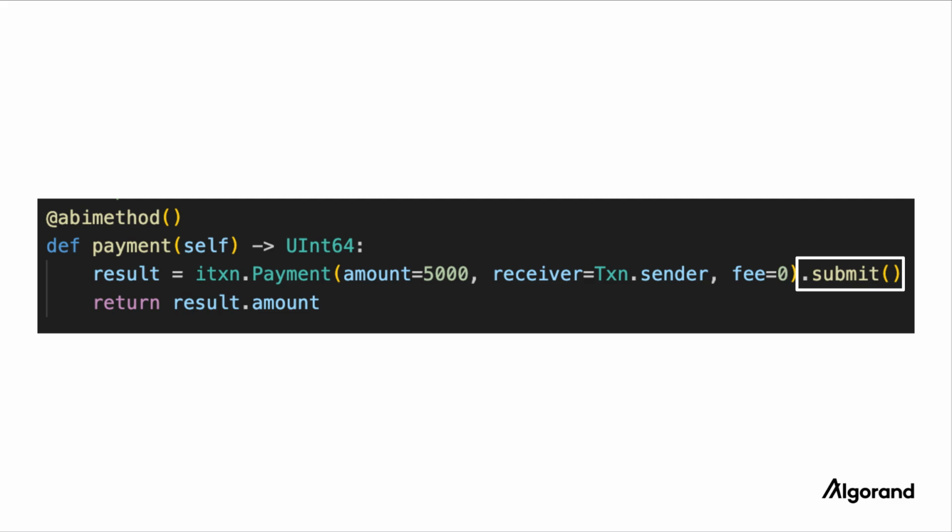After creating the payment inner transaction object, you can send the transaction by calling the .submit method inside the payment class. Now, if an external account calls this payment method defined in the smart contract, this method will send a payment inner transaction of 5,000 microalgos to the account that is calling this method, which is txn.sender.